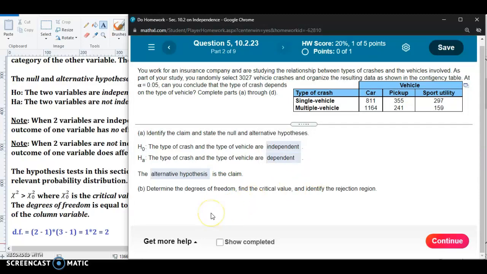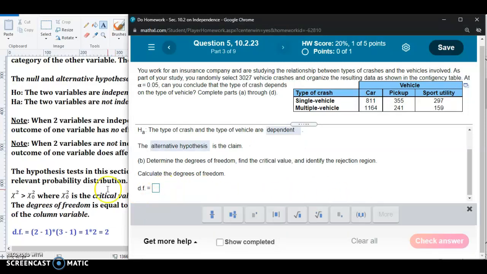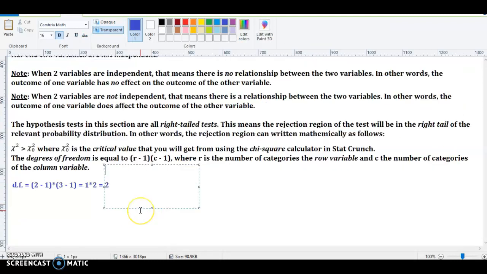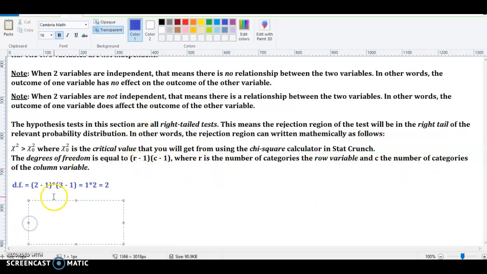Part B says to find the degrees of freedom, find the critical value, and identify the rejection region. So you're going to go ahead and click continue. The degrees of freedom is given by this formula here that we talked about in the previous video. R represents the number of categories of the row variable, and C represents the number of categories of the column variable.